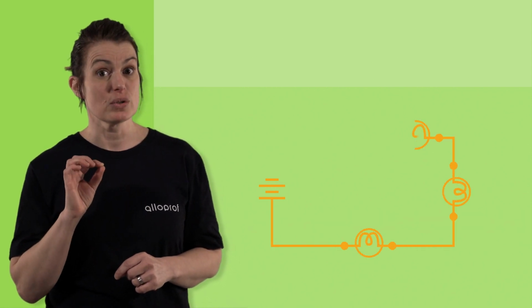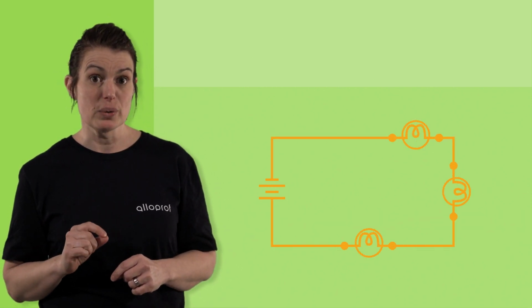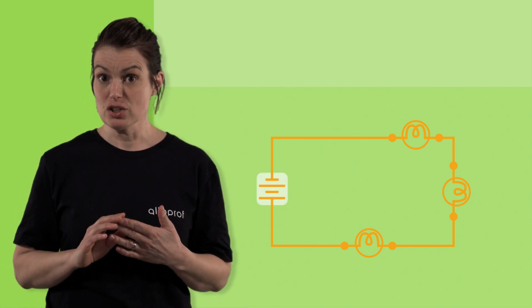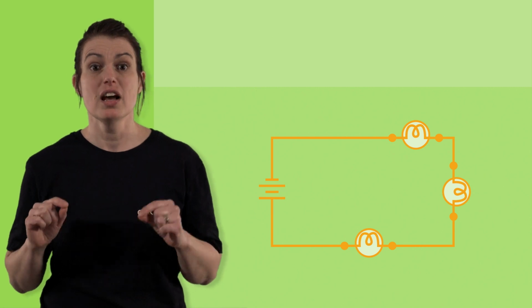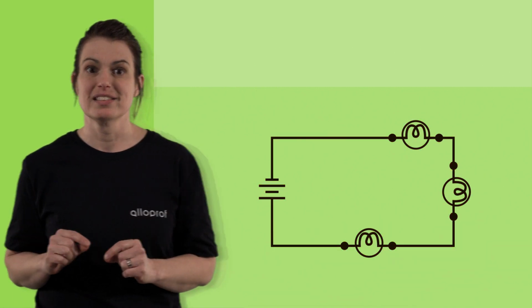There is only one loop in a series circuit because there is only one path for the current to follow. The potential difference at the terminals of the power source is equal to the sum of the potential differences of the components in a series circuit.